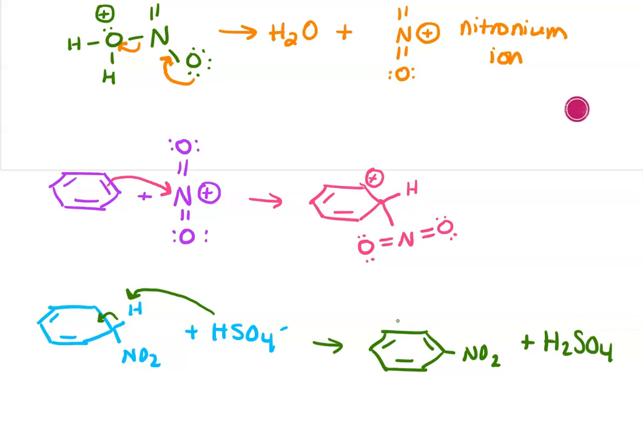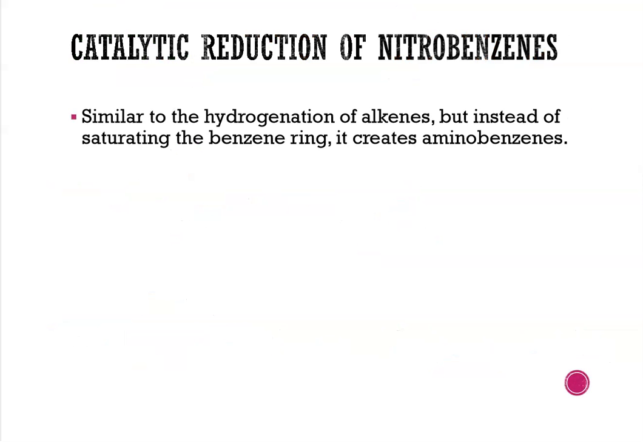Okay, so next up we have the catalytic reduction of nitrobenzenes. So as it turns out, nitrobenzenes are not actually super duper useful. Well, they are. We use it to make TNT, trinitrotoluene, which is what we use for explosives. But there is a bigger purpose here, the catalytic reduction of nitrobenzenes.